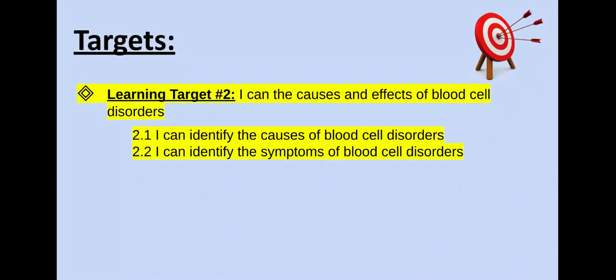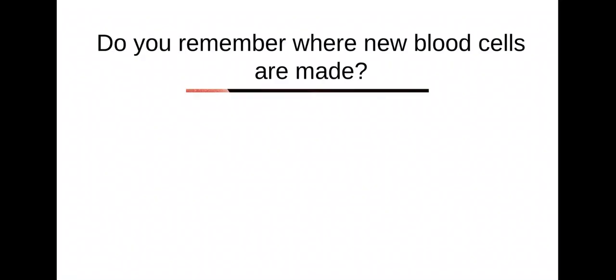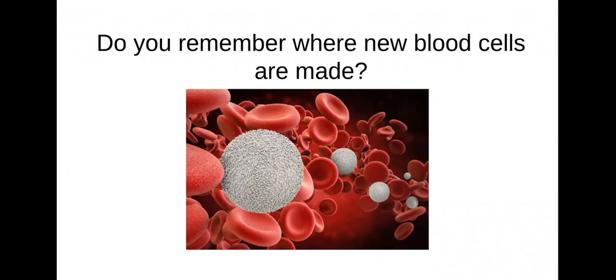All right, so we are going to talk about blood cell diseases today. Our goal is to be able to describe the causes and effects of blood cell disorders, so identifying the causes of them and also their symptoms. So we talked previously about where new blood cells are made. Do you remember where they're made? They're made in the bone marrow, so inside of your bones.